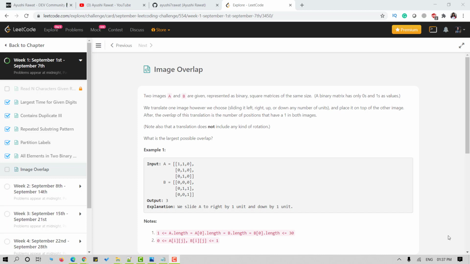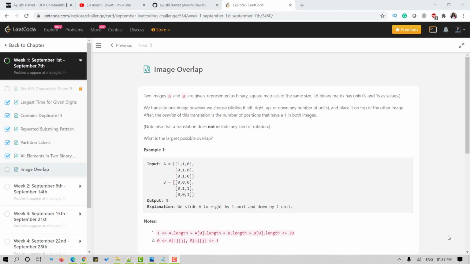Two images A and B are given, represented as binary square matrices of the same size. A binary matrix has only zeros and ones as values. We translate one image however we choose, by sliding it left, right, up or down any number of units, and place it on top of the other image. The overlap after this translation is the number of positions that have a 1 in both images. Note that translation does not include any kind of rotation. What is the largest possible overlap here?